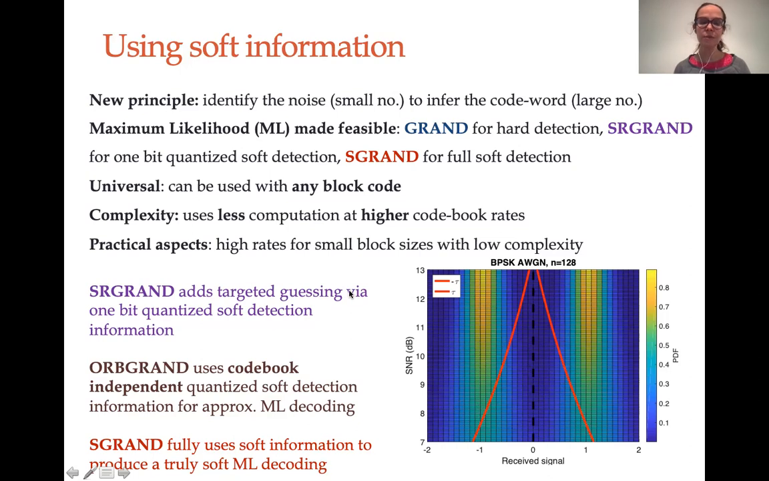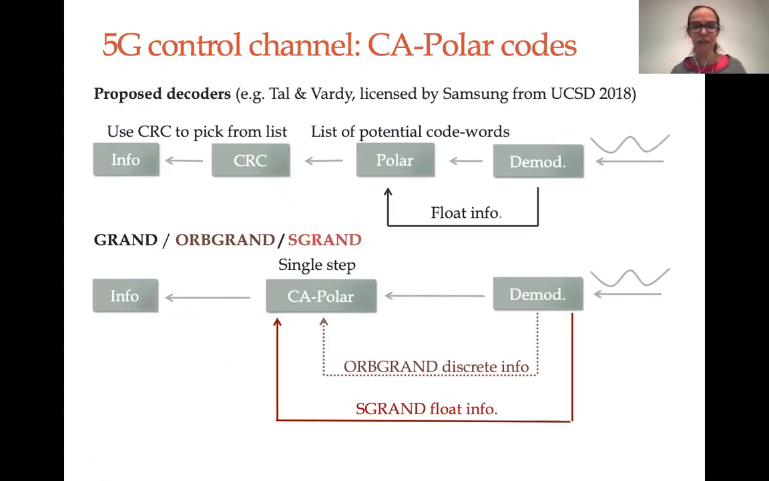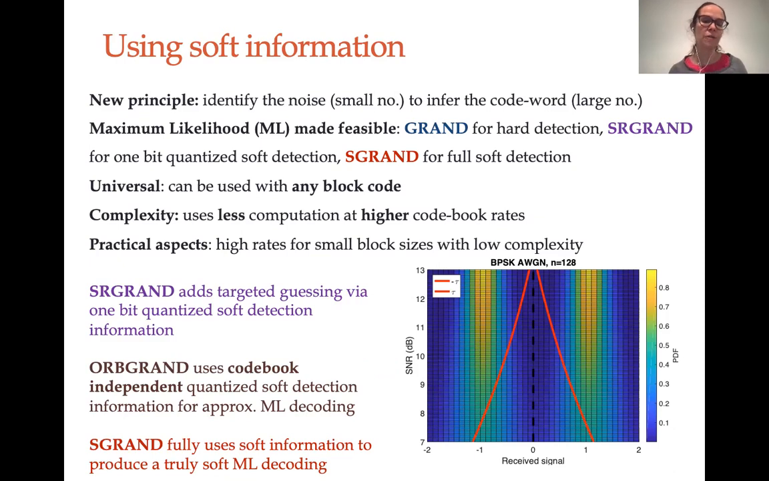I mentioned symbol reliability GRAND, which adds targeted guessing by having a single bit of quantized soft detection, which looks at just whether a bit has very high reliability or not, and doesn't try to guess noise on the high reliability bits. I've mentioned ORBGRAND. ORB stands for Ordered Reliability Bits, which is an approximation of SGRAND. And in the last lecture, we went over SGRAND.